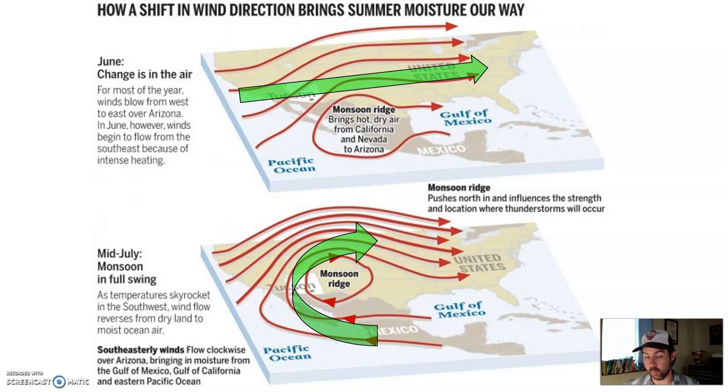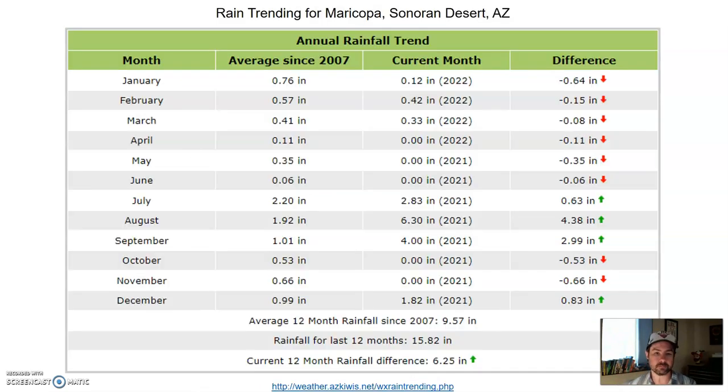So you get this warm, moist air. Now we just need the cooler air up in the upper reaches of the atmosphere and a way to kind of lift that warm air up. So this is rain in Maricopa, kind of in the center of Maricopa County. And this looks at averages since 2007.